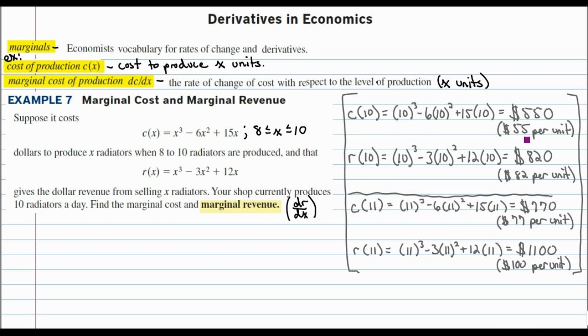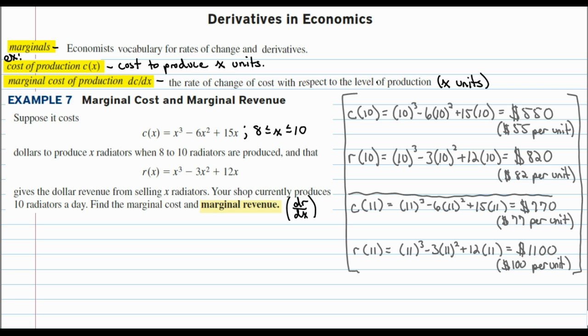So that is going to cost $550 total, and then we have 10 units, so that's $55 per unit. It is going to bring in, though, $820 or $82 per unit, which is a total profit of $27. Now, in the past, you've been asked, okay, how much would it cost to produce 11 radiators? And you would just plug in 11, and you would get $770 or $77 per unit, and then the revenue would be $1,100 or $100 per unit.